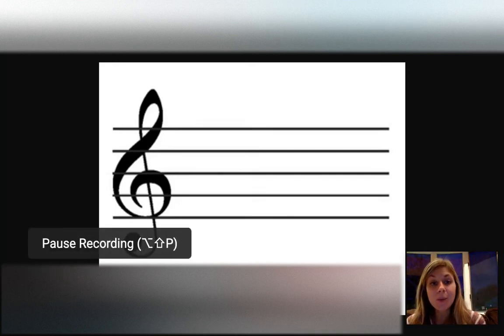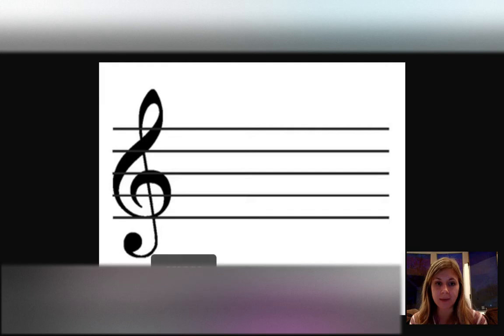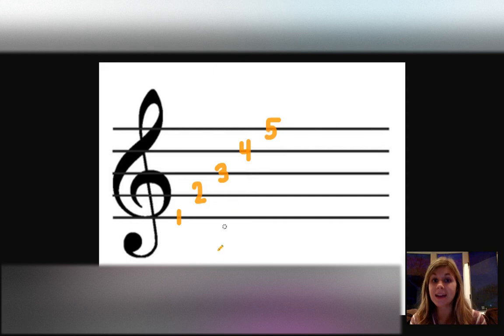So last class, we learned that our treble clef staff has 5 lines and 4 spaces. So let's label them again. Starting from where? We start from the bottom and we go to the top. So let's label them. 1, 2, 3, 4, and 5. Excellent. And how many spaces did we have? 4. 1, 2, 3, and 4.